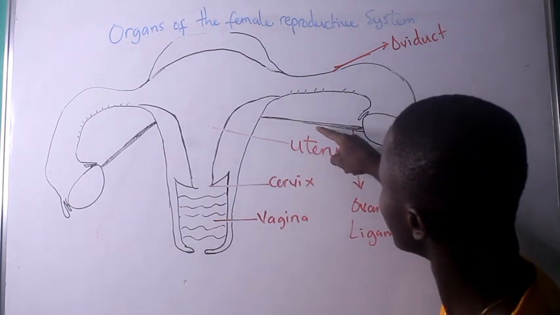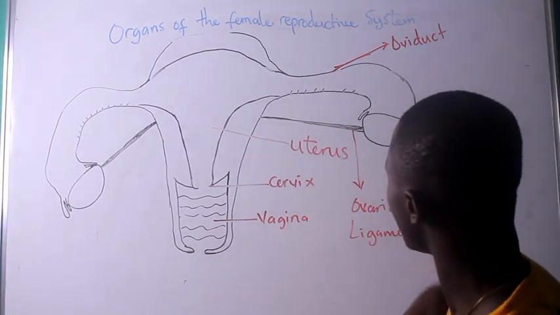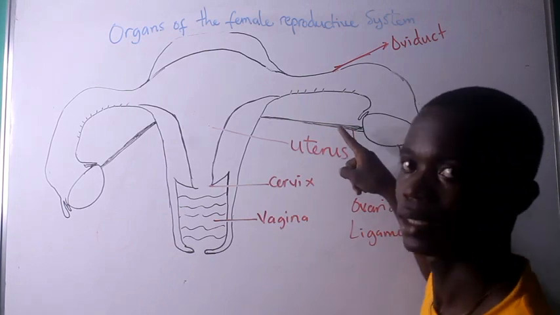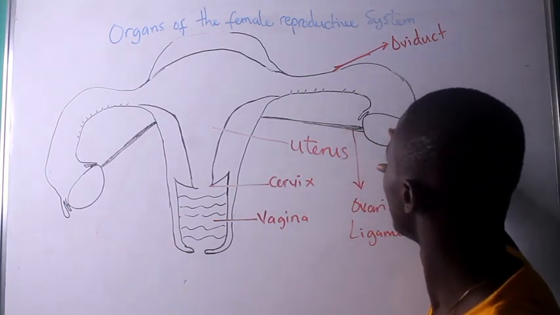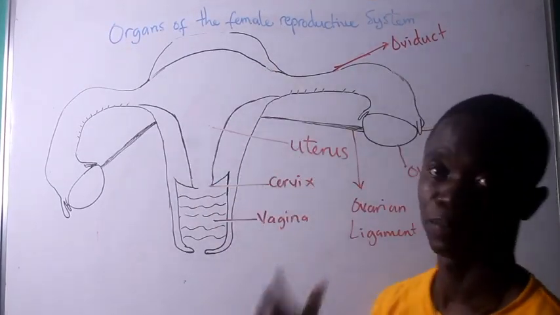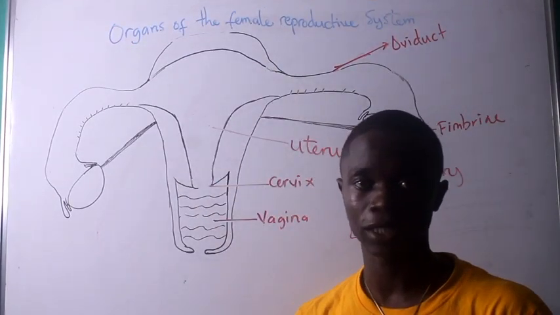Lastly, we have the ovarian ligament. This is a ligament, a type of connective tissue, that connects the ovary to the wall of the uterus. So these are the organs of the reproductive system.